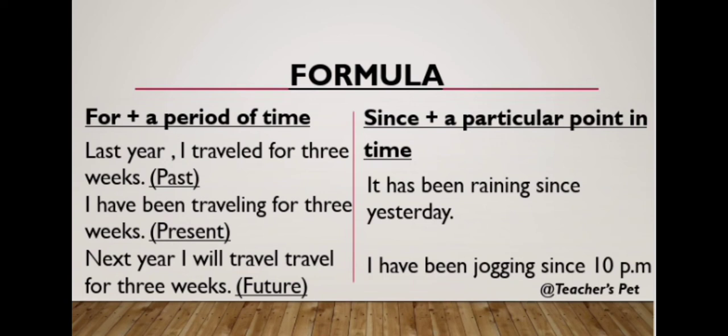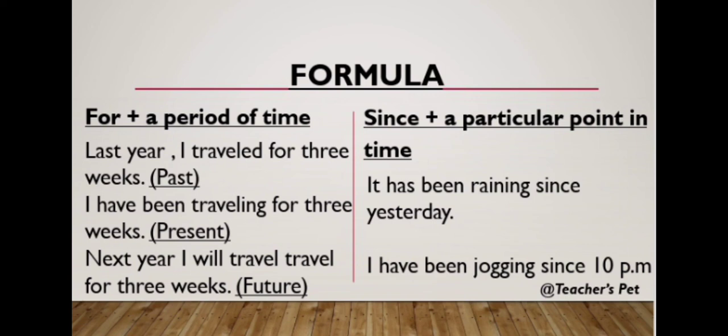Now I have the formula of for and since with some examples. For plus a period of time. The first sentence is, last year I traveled for 3 weeks, past tense. The second sentence is, I have been traveling for 3 weeks, present perfect continuous. The third example is, next year I will travel for 3 weeks, future tense.